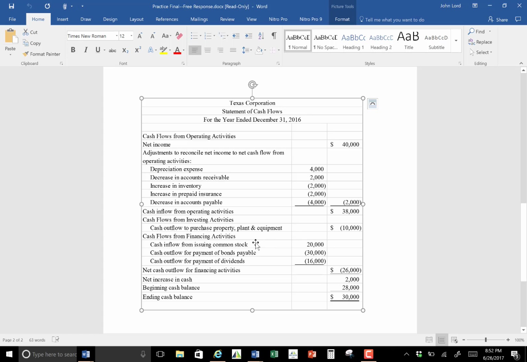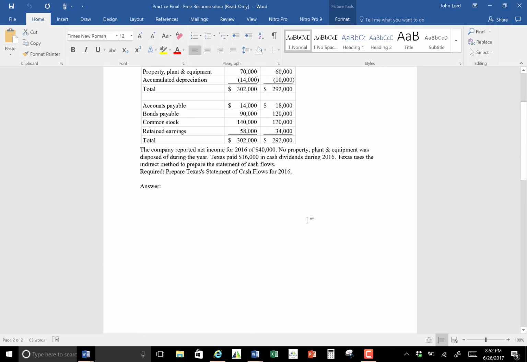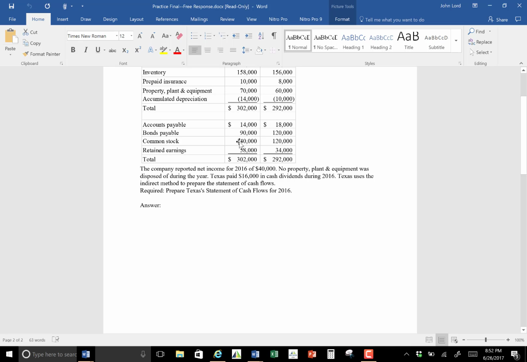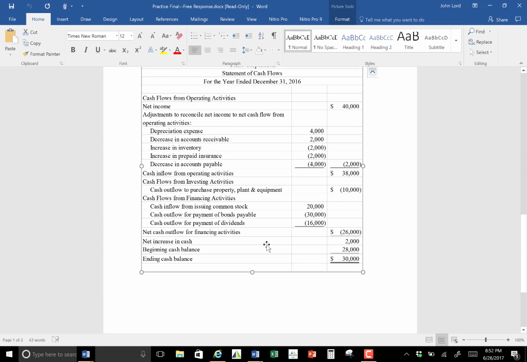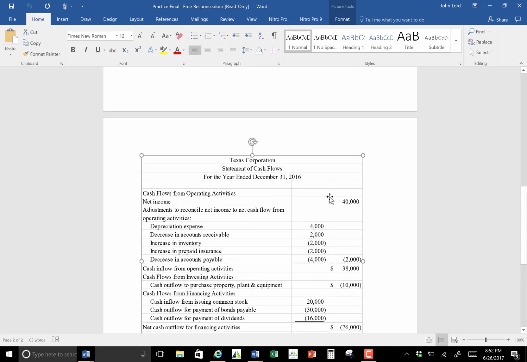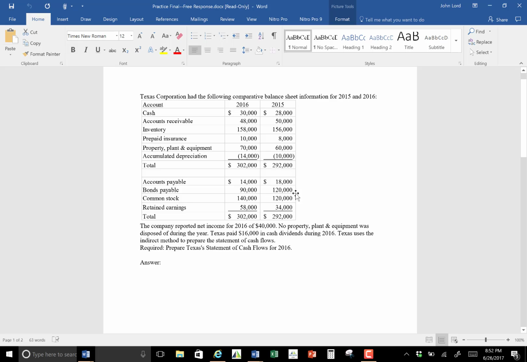And then financing, cash flows from issuing stock. Did my common stock go up? Common stock went up 20,000, right? So I know that's a source of cash down here in my financing. Cash flows from the payment of bond payable. How do I know I paid bond payable? Well, my long-term liability came down 30,000, right?